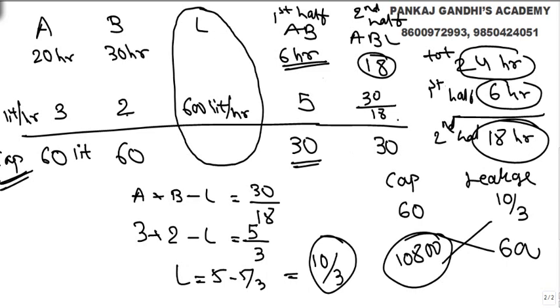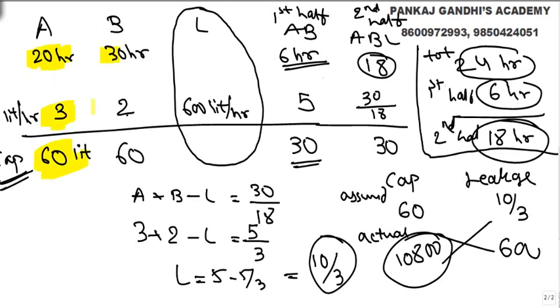In those 18 hours, A is filling, B is filling, and leakage is emptying. To fill 30, they need 18 hours, so per hour it is 30 by 18, which is 5 by 3. Leakage per hour is 5 minus 5 by 3. So if the full capacity is assumed as 60, the assumed leakage is 10 by 3. If the actual leakage is 600 liters per hour, what is the actual capacity? 10,000 liters.